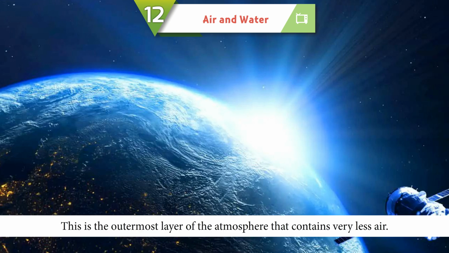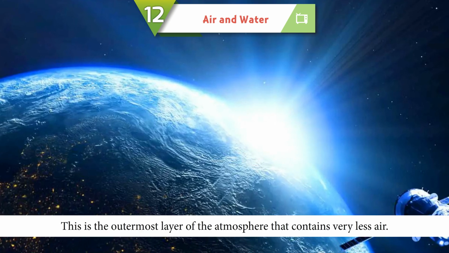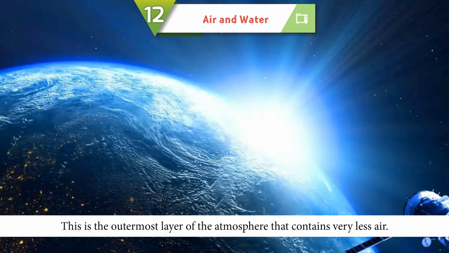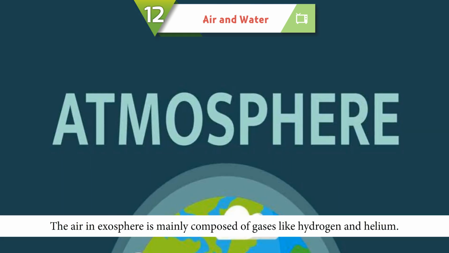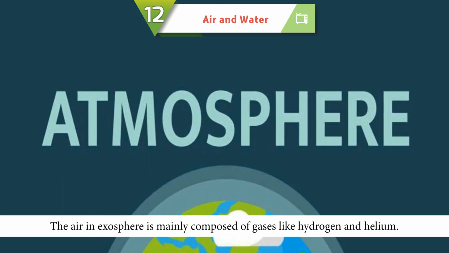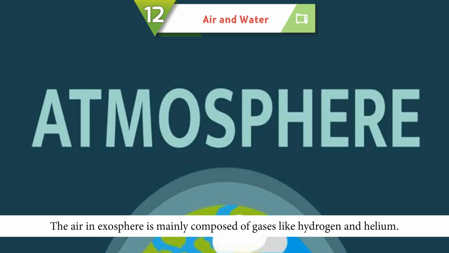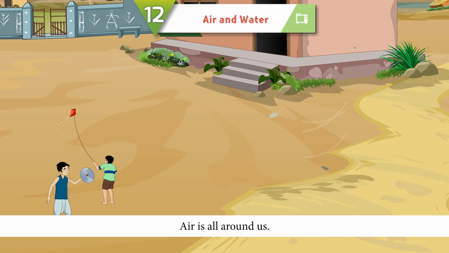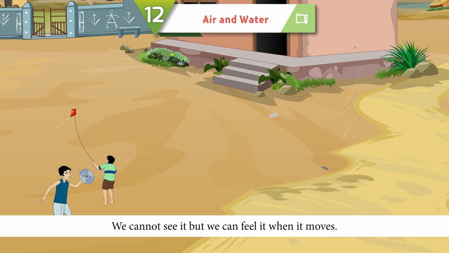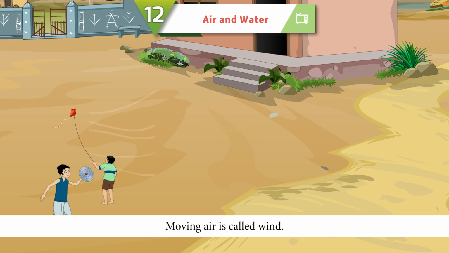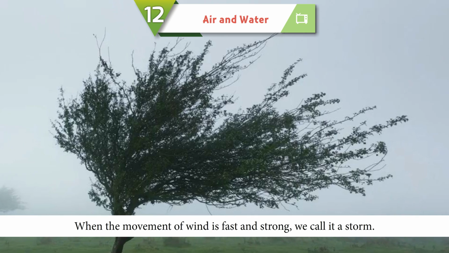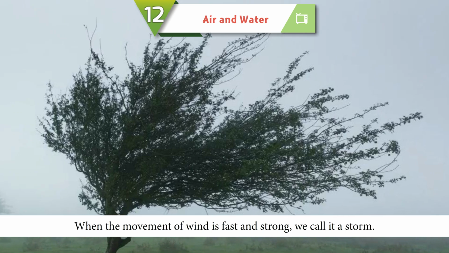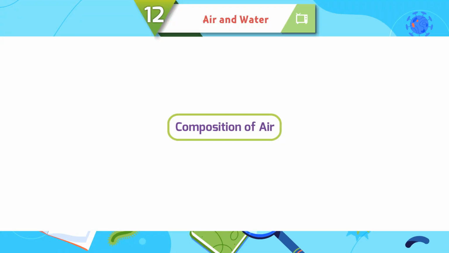Exosphere. This is the outermost layer of the atmosphere that contains very little air. The air in the exosphere is mainly composed of gases like hydrogen and helium. Air is all around us. We cannot see it, but we can feel it when it moves. Moving air is called wind. When the movement of wind is fast and strong, we call it a storm.